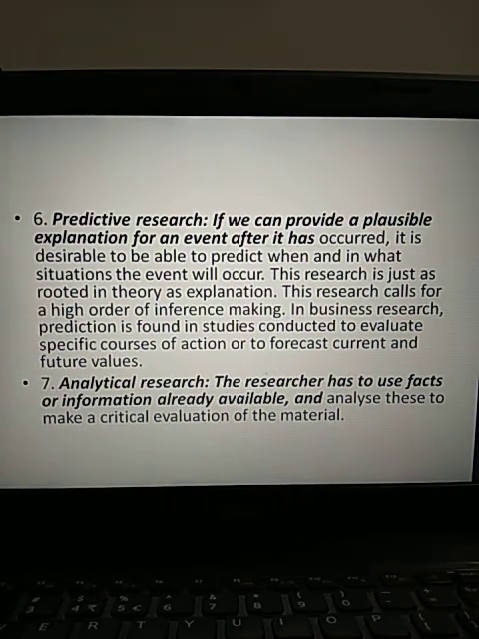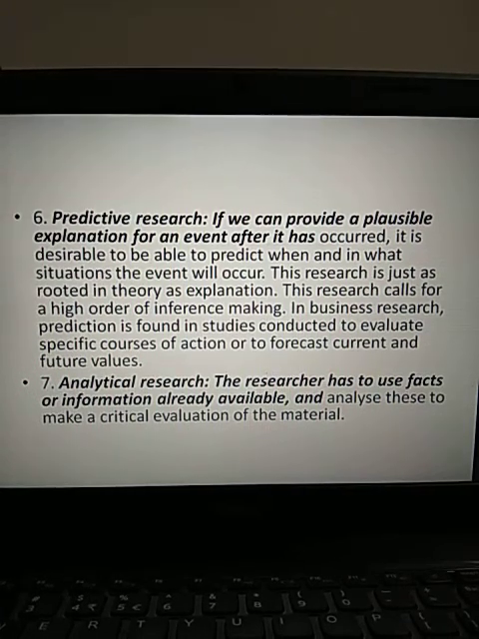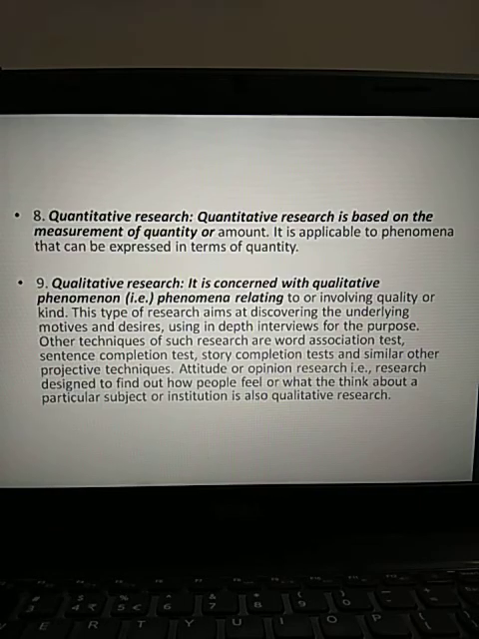In business research, prediction is found in studies conducted to evaluate specific courses of action or to forecast current and future values. The entire business decision making depends upon predictive research. We are going to understand many forecasting tools, like under time series methods you have the moving averages method, and curve fitting methods. Okay. Analytical research. The researcher has to use facts or information already available and analyze these to make a critical evaluation of the material. Analysis means clearly understanding the information.